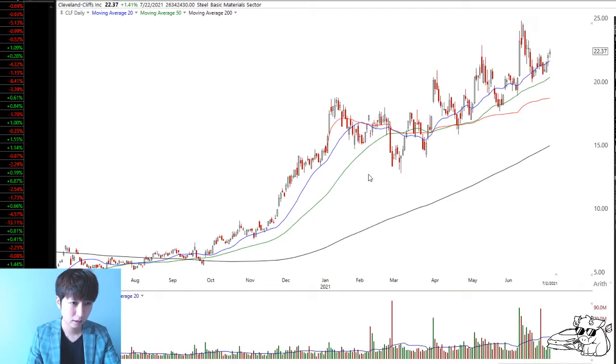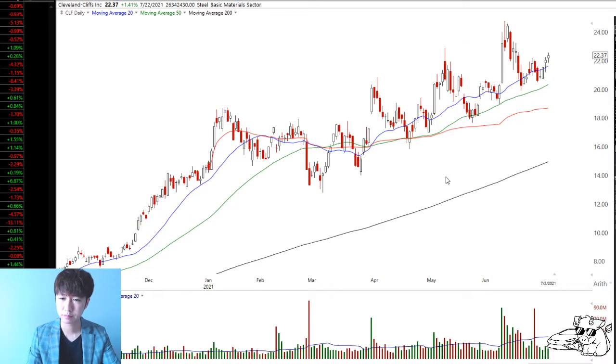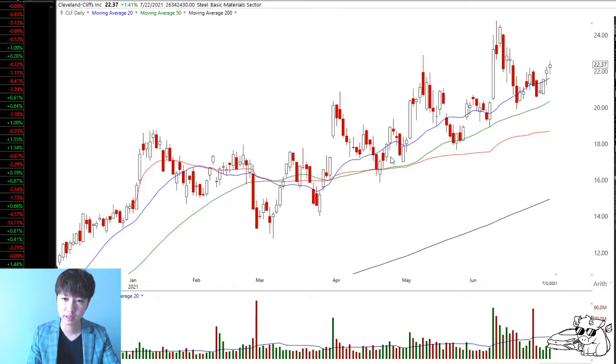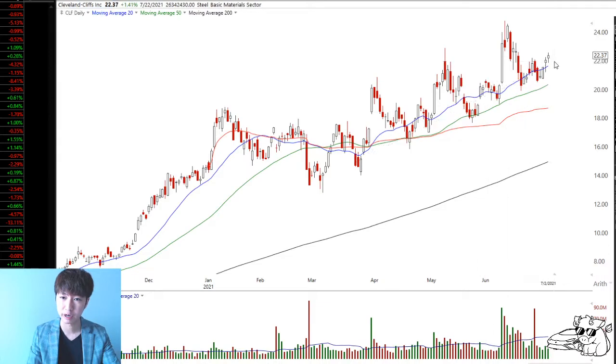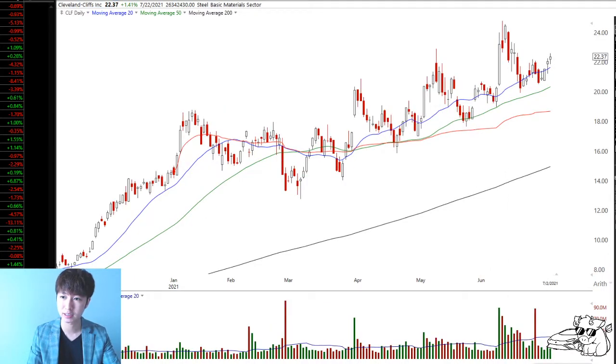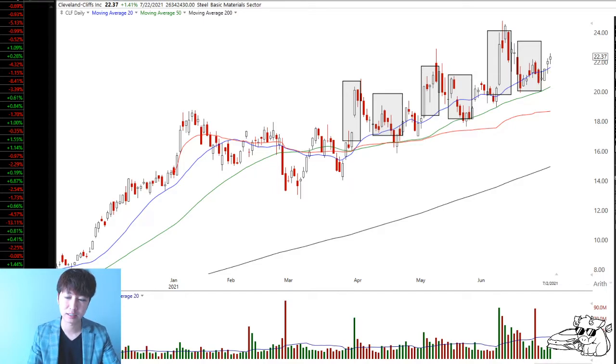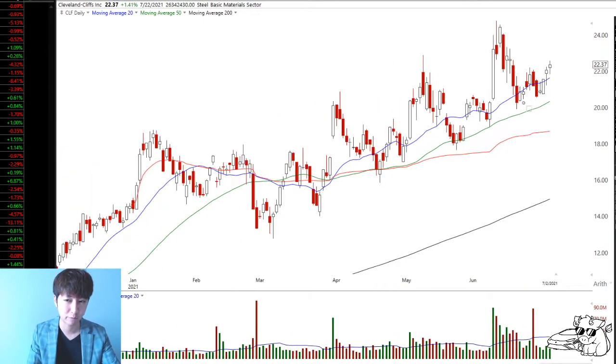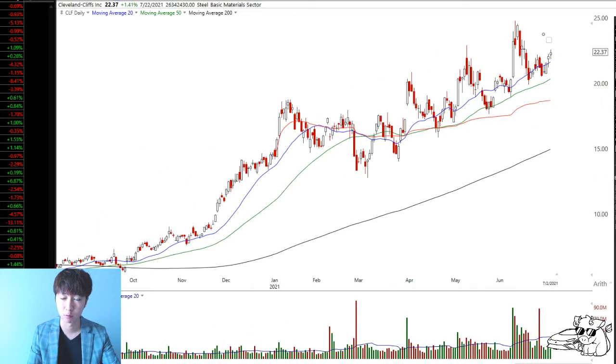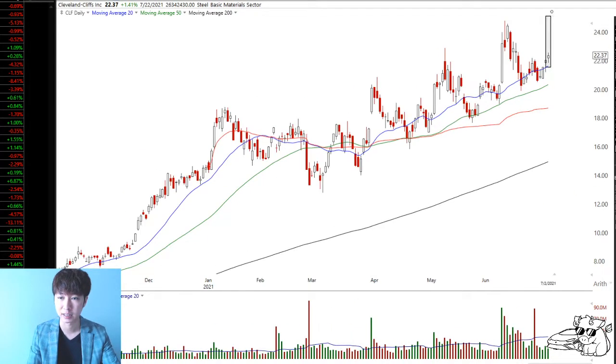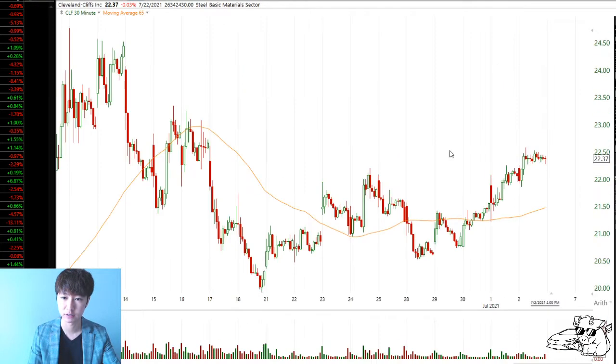CLF, Cleveland Cliffs, steel company. Okay, we can see that the stock is right now riding the 20-day moving average up, right? And you guys can see the patterns that it's been putting in. It makes big moves and pulls down, makes a big move, pulls down, makes a big move, pulls down. Based on the personality of this stock, when you trade this, you have to be real careful because you want to be taking a bit more profit as it breaks above this high, right? It looks good. Let's take a look at it on the 30-minute chart and see if it's tradable, right?